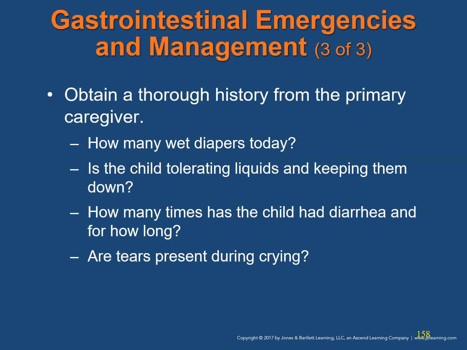Obtain a thorough history from the primary caregiver. In particular, ask questions such as: How many wet diapers has the child had today? Is your child tolerating liquids? And is he or she able to keep them down? How many times has your child had diarrhea and for how long? When he or she cries, are tears present?